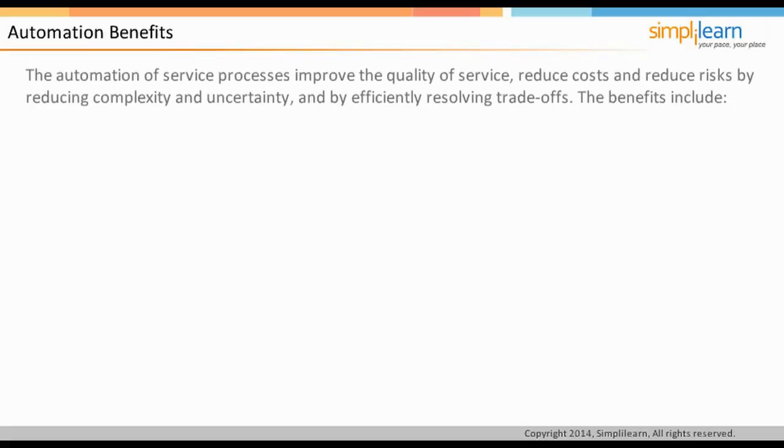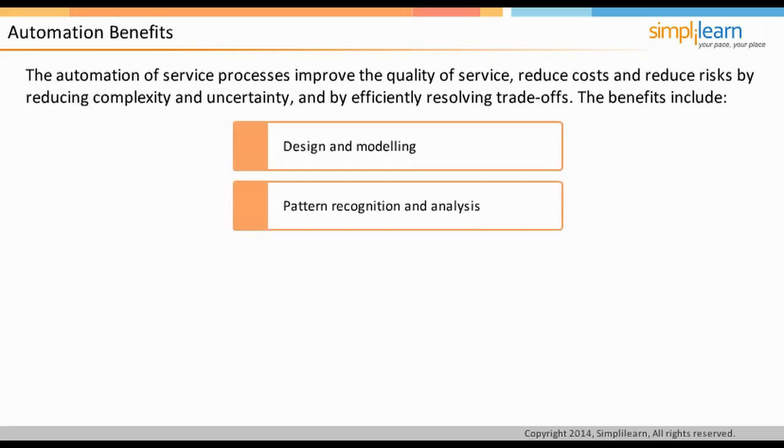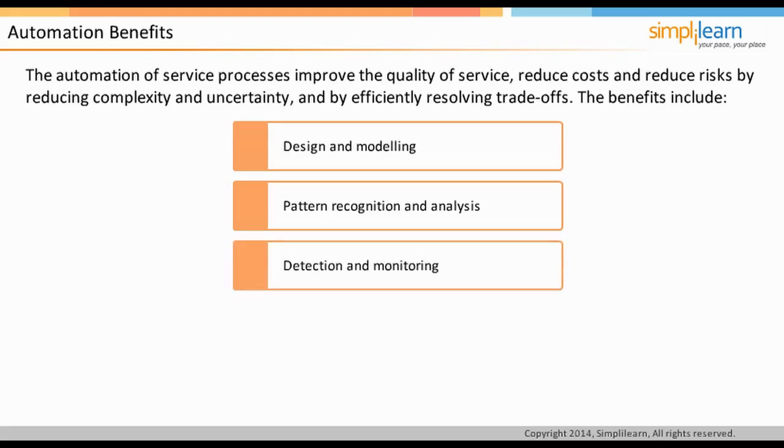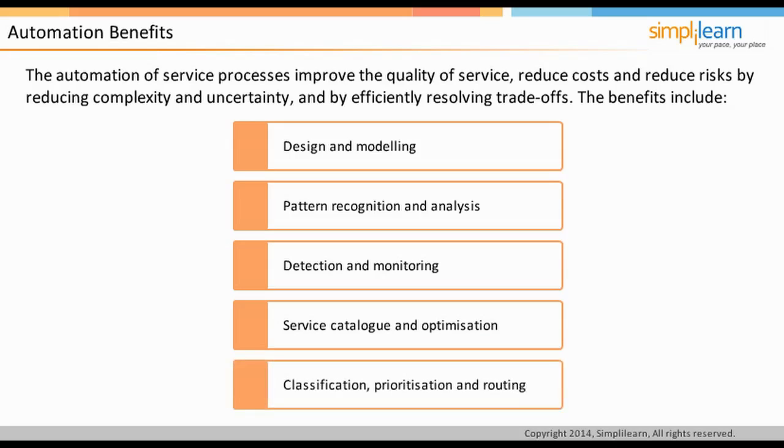The automation of service processes helps improve the quality of service, reduce costs, and reduce risks by reducing complexity and uncertainty, and by efficiently resolving trade-offs. Some of the areas where service management can benefit from automation are design and modeling, typically a what-if analysis, pattern recognition and analysis of service issues, detection and monitoring of events and alerts, an online service catalog and optimization of services and underlying technology, classification, prioritization, and routing of incident, problem, and change tickets. In the next screen, we will discuss service management tools.